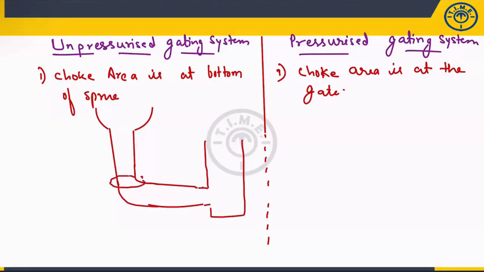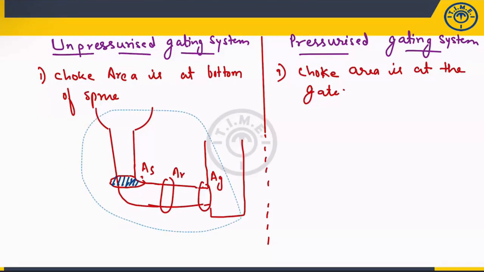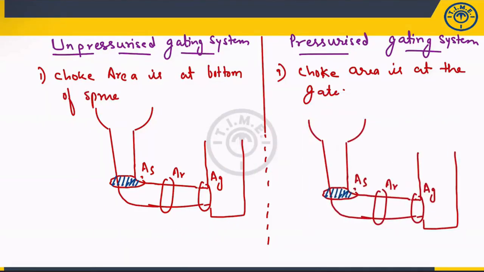So if minimum area is provided, this is the sprue area, this is the runner, and this will be the area of gate. Fine. So if minimum area is provided here, that is area at the bottom of the sprue, then it is unpressurized. In the second case, if you are providing the minimum area here, which is area at gate, then it is called a pressurized gating system. And the ratio of these three areas is called the gating ratio.